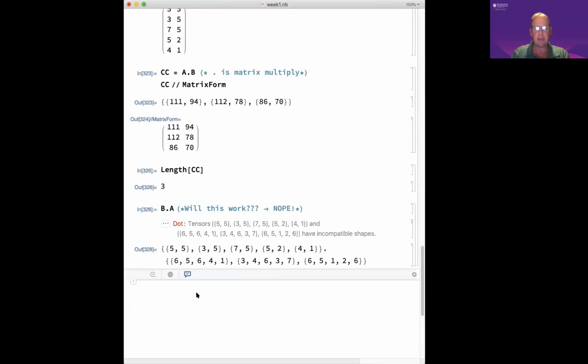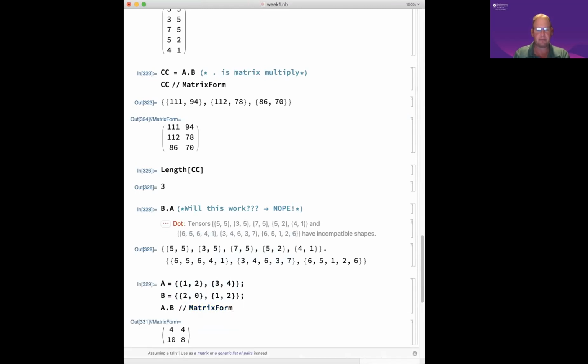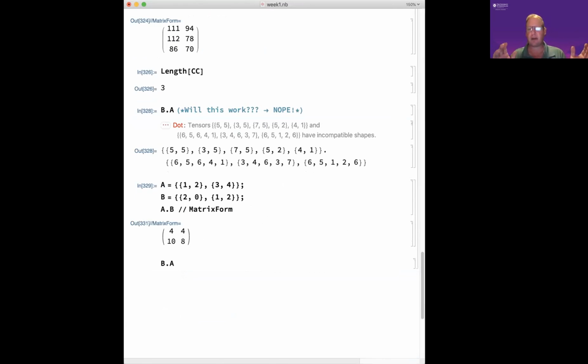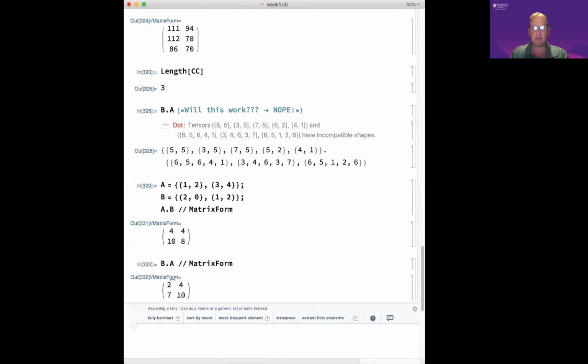Okay. And just to see that matrix multiplication is not commutative, let's take the matrix A, which in this case I'll do 1, 2, 3, 4, and take the matrix B. So now I'm defining it as 2, 0, 1, 2. Now here I can do A times B, right? And I'll see it immediately in matrix form. And I can do B times A because they're square, so the inner dimensions always agree. But most likely these two matrices will not commute, meaning that A times B is not B times A. Different when flipping order.